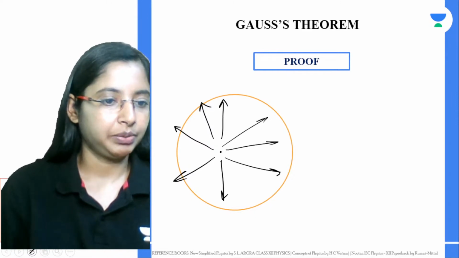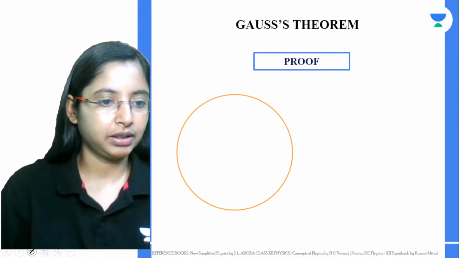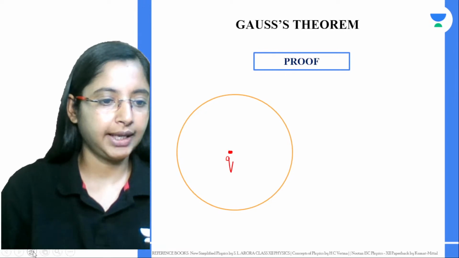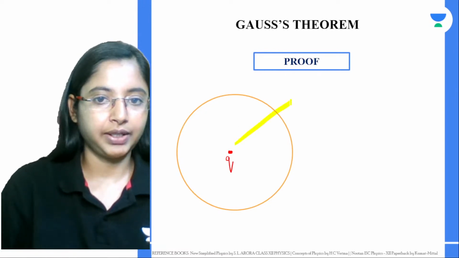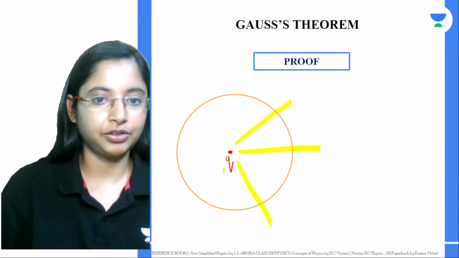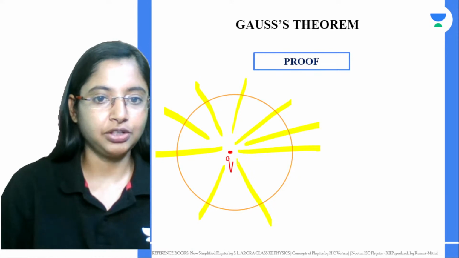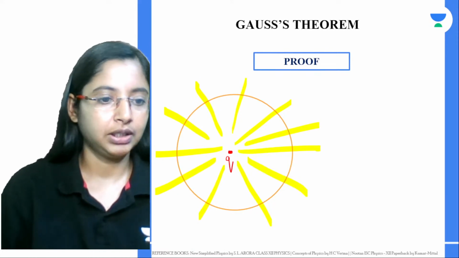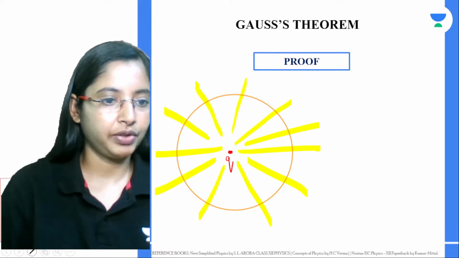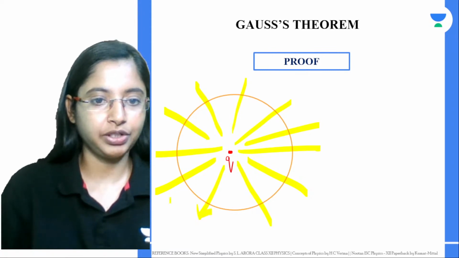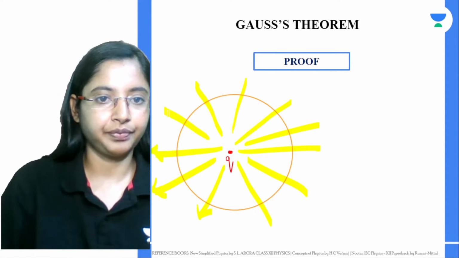Let me put this charge in the center. Let's say this charge Q has field lines going in every single direction. An electric field line for a positive charge is always pointed radially outwards.